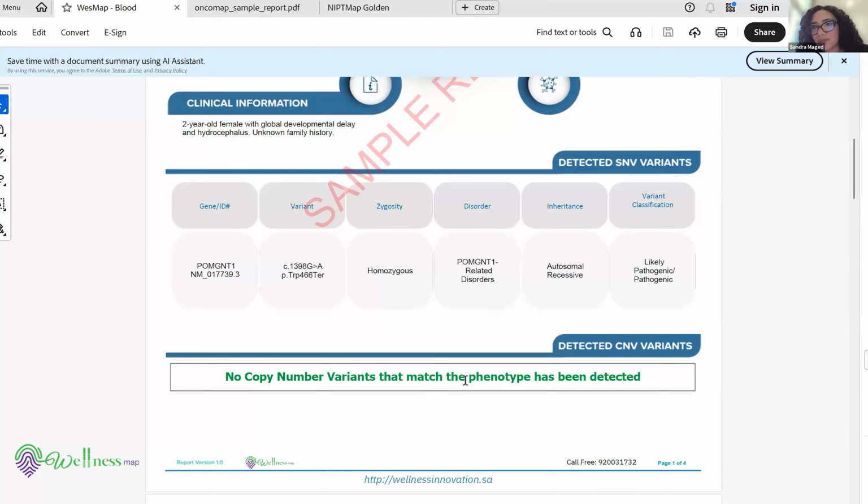Then after that, we see the detected CNV variants. As we said before, the CNV is the copy number variation. In that specific sample report, there isn't any CNV that is detected, but if it is detected in any other patient, it will be written in this part.